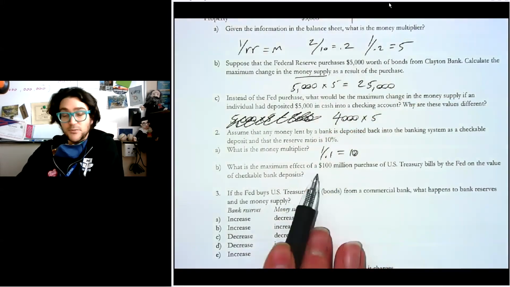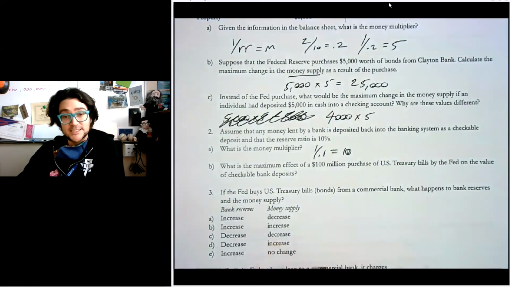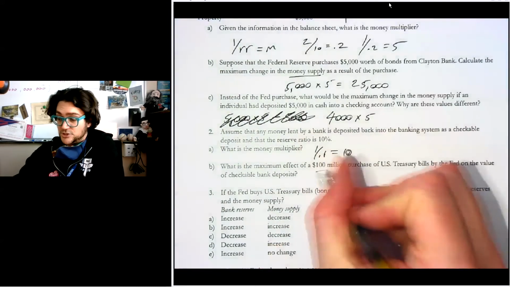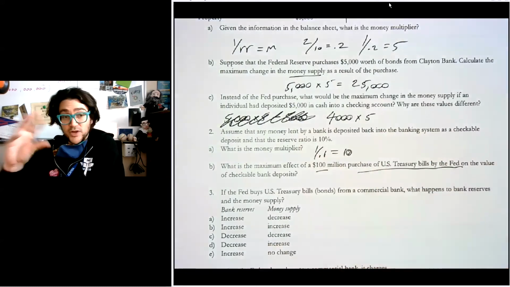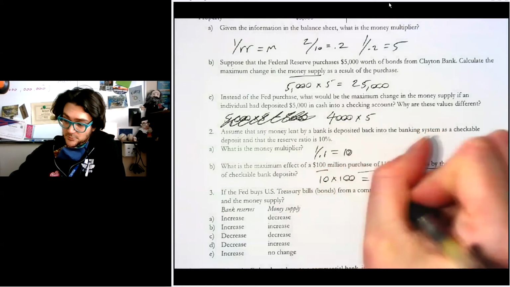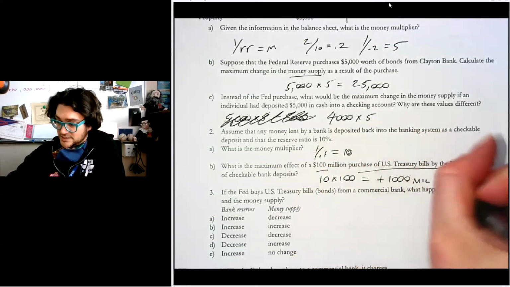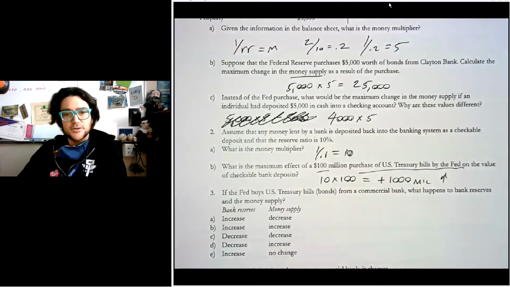What's the maximum effect of a $100 million purchase of treasury bills by the Fed on the value of checkable bank deposits? Well, this purchase by the Fed is brand new money. So it's 10 times 100. So it's a positive 1,000 million increase, right? So it's an increase by $1 billion, is how we would know how to do that.